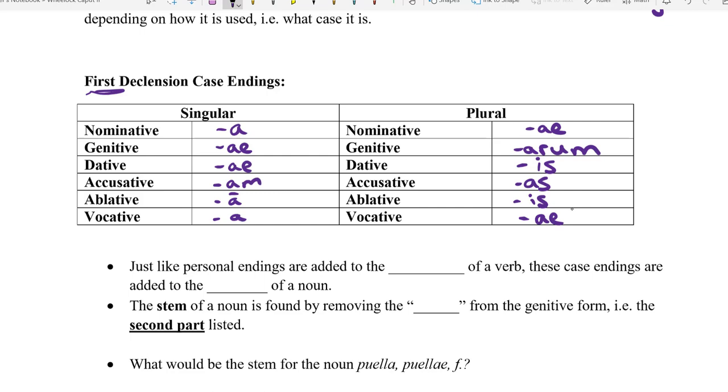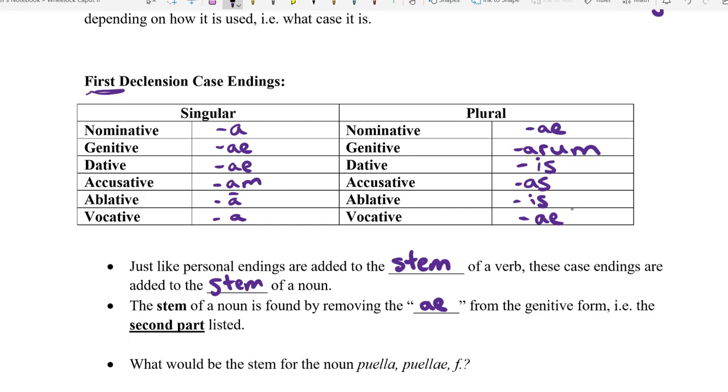Okay, so we have these different endings. And these endings are added just like the personal endings of a verb are added to the verb stem. Remember, that's the infinitive minus the re. These case endings are added to the stem of a noun, which is a different stem than you would have for a verb. Okay, so the stem for a noun is found by removing the AE from the genitive form, which is the second part.